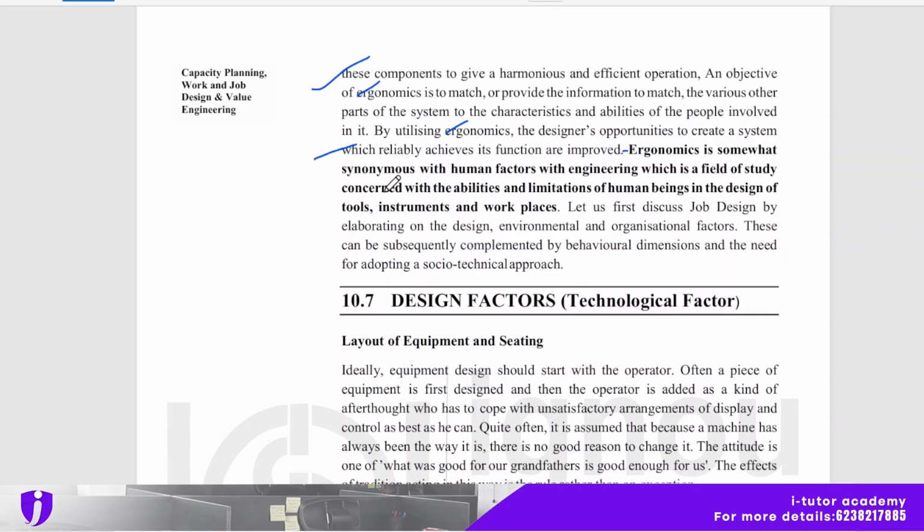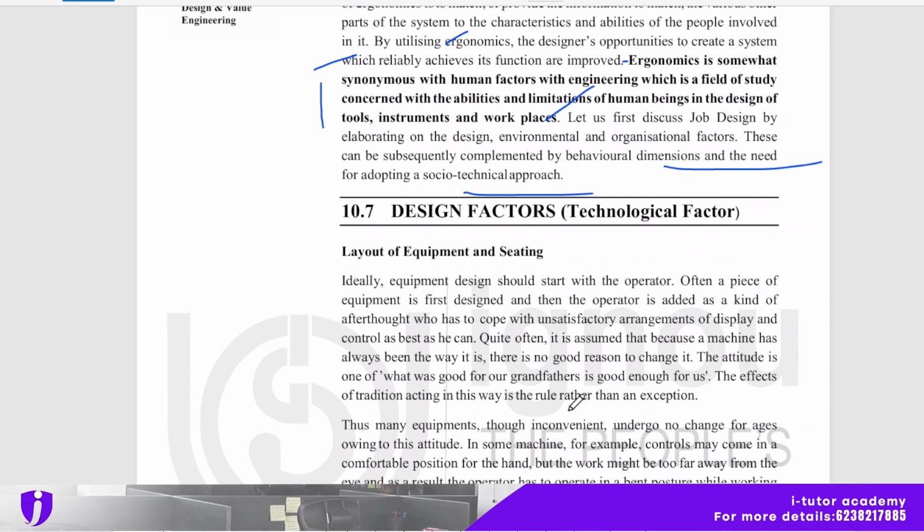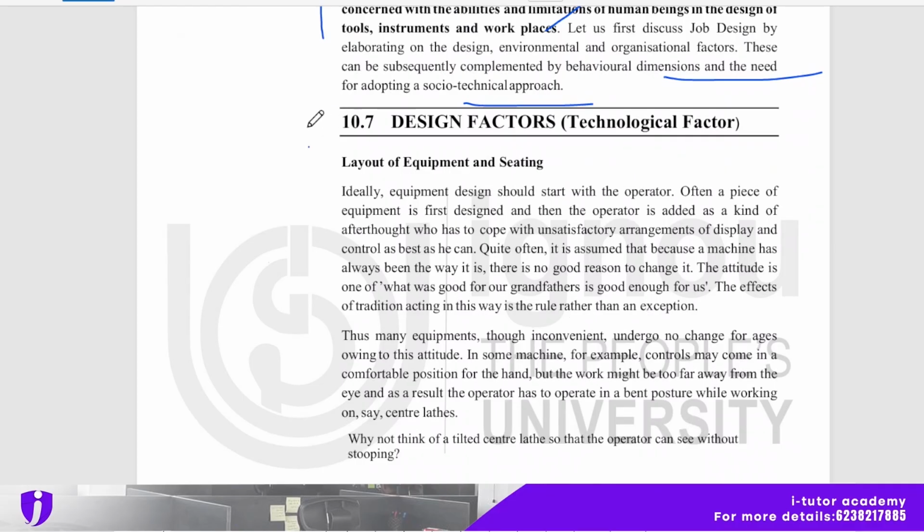Ergonomics is somewhat synonymous with human factors engineering, which is a field of study concerned with the abilities and limitations of human beings in the design of tools, instruments, and workplaces. And let us first discuss job design by elaborating on the design, environmental and organizational factors, and these can be subsequently complemented by the behavioral dimension and the need for adopting a socio-technical approach. So next we will discuss design factors, that is technical factors.